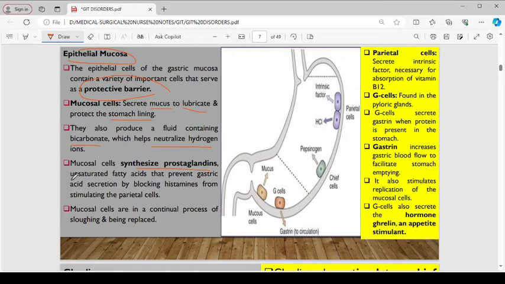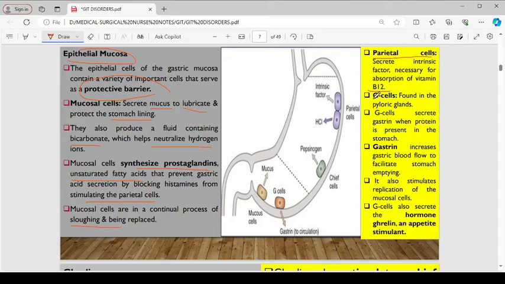Prostaglandins, in addition to unsaturated fatty acids, help prevent gastric secretion by blocking histamine from stimulating the parietal cells. So remember, the histamine has to stimulate parietal cells to release gastric acid. So prostaglandins will try and block that. Mucosal cells are in a continual process of sloughing and being replaced continuously. The other type of cells in the epithelial mucosa are the parietal cells. These cells do secrete intrinsic factor. Intrinsic factor is very necessary for absorption of vitamin B12.